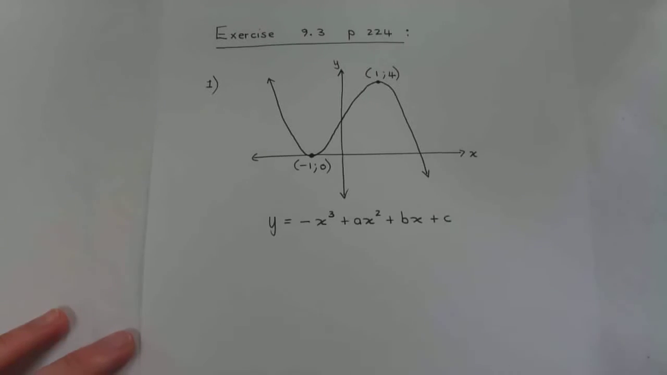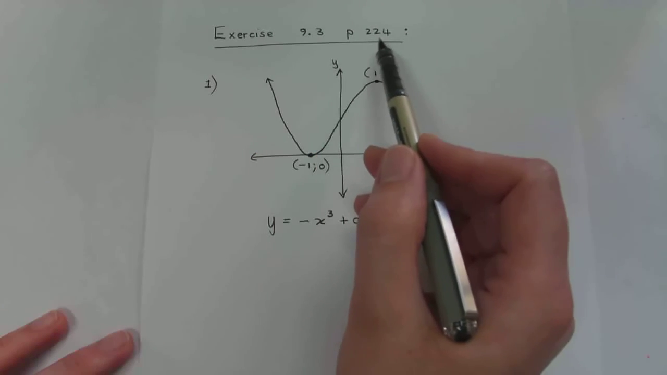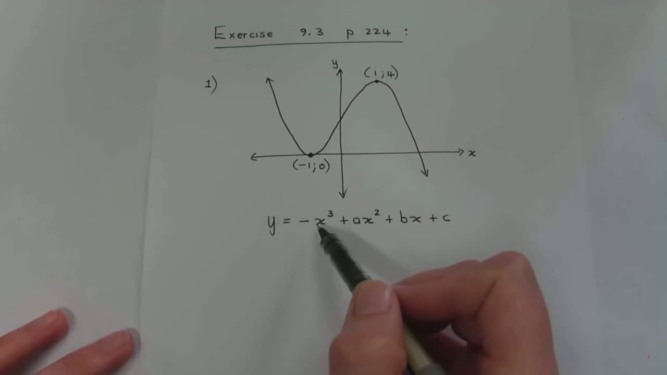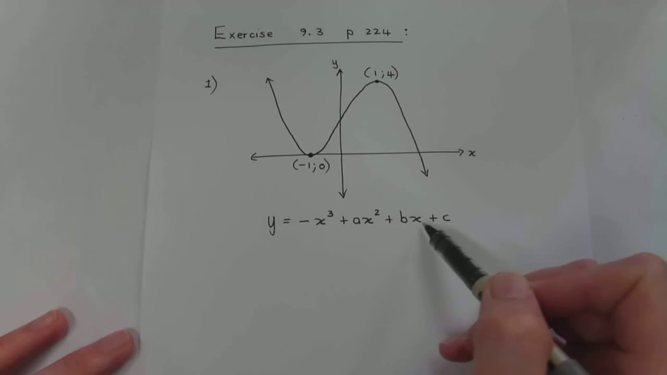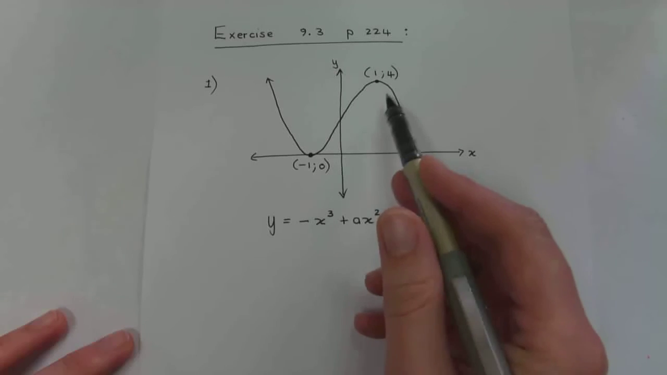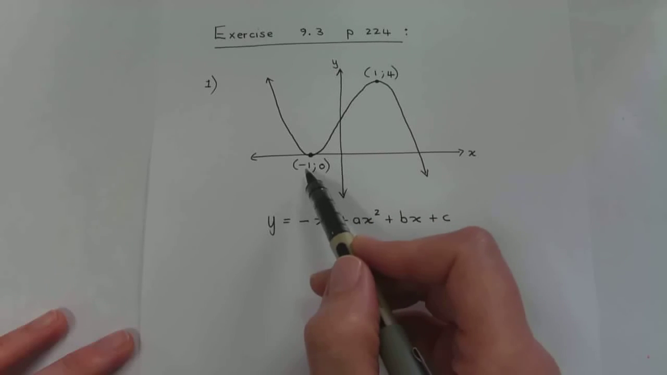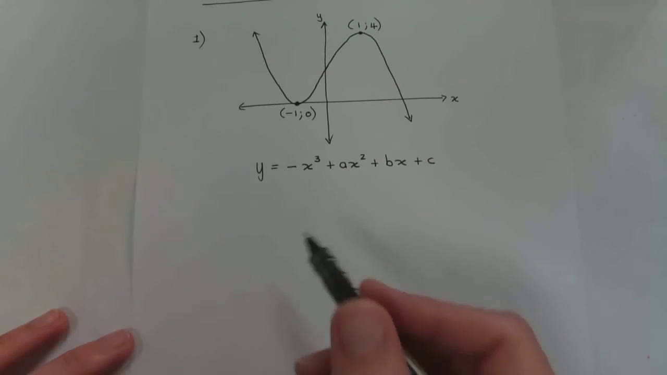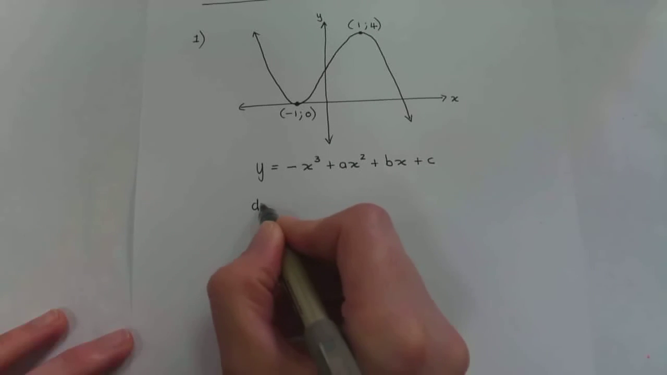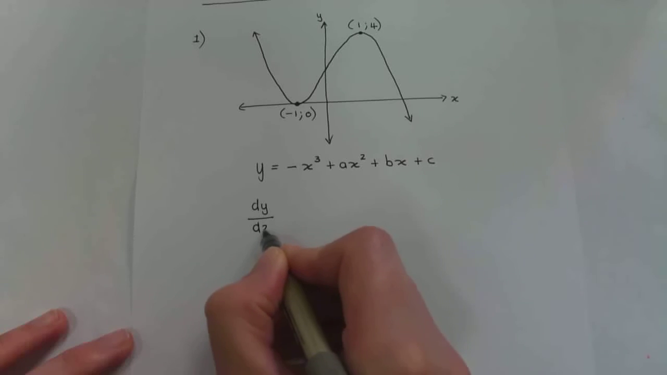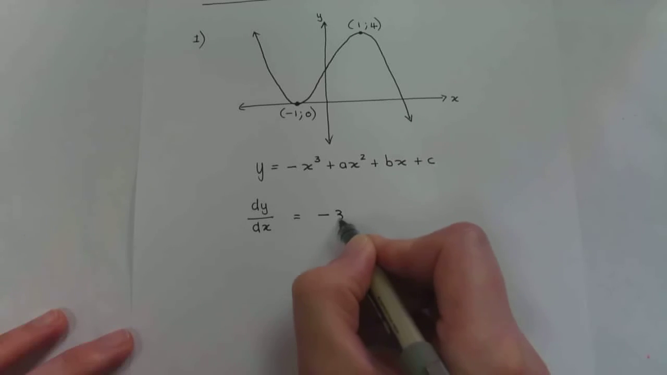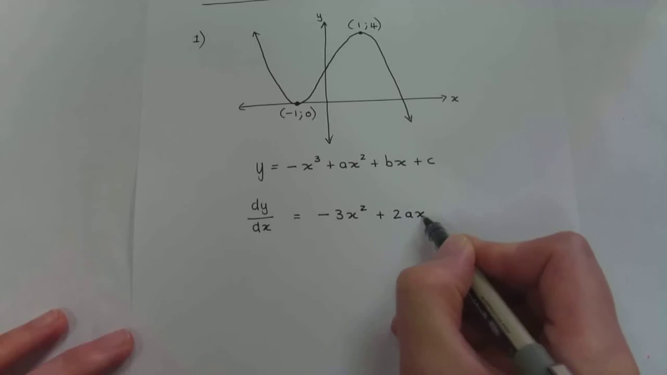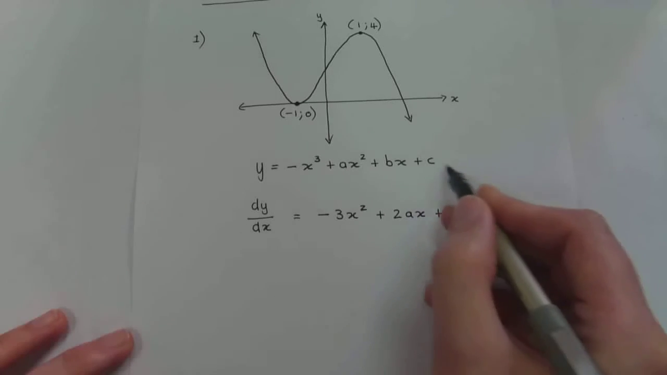Okay, so this is exercise 9.3 on page 224, number 1. They've given me y is equal to minus x cubed plus ax squared plus bx plus c. They've given both of the turning points. The one turning point is minus 1, 0, and the second turning point is 1, 4. So following the steps, first step, we need to work out the derivative. So dy over dx is equal to minus 3x squared plus 2ax plus b, and again the derivative of a constant is 0.